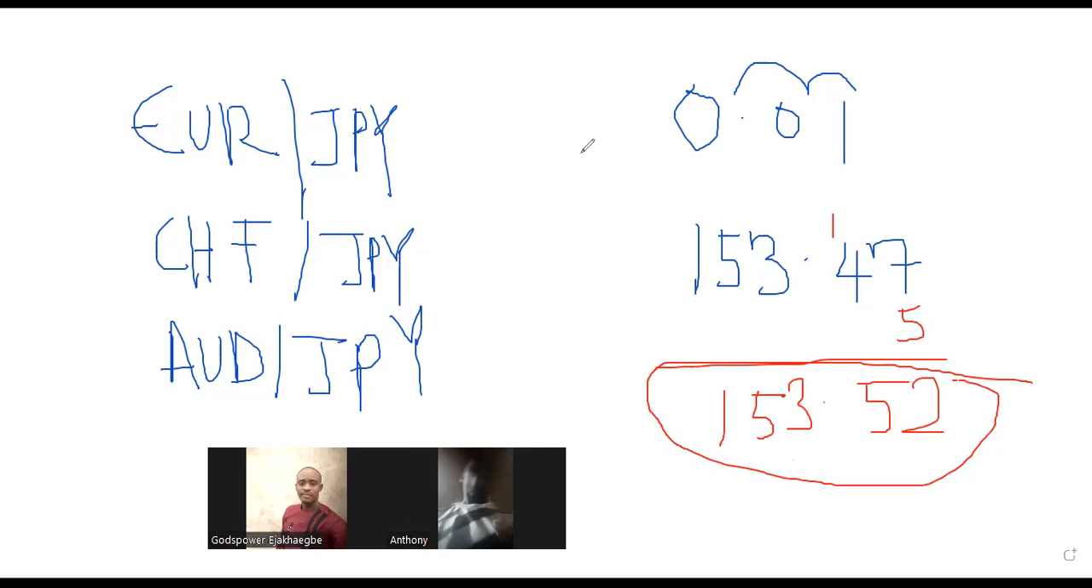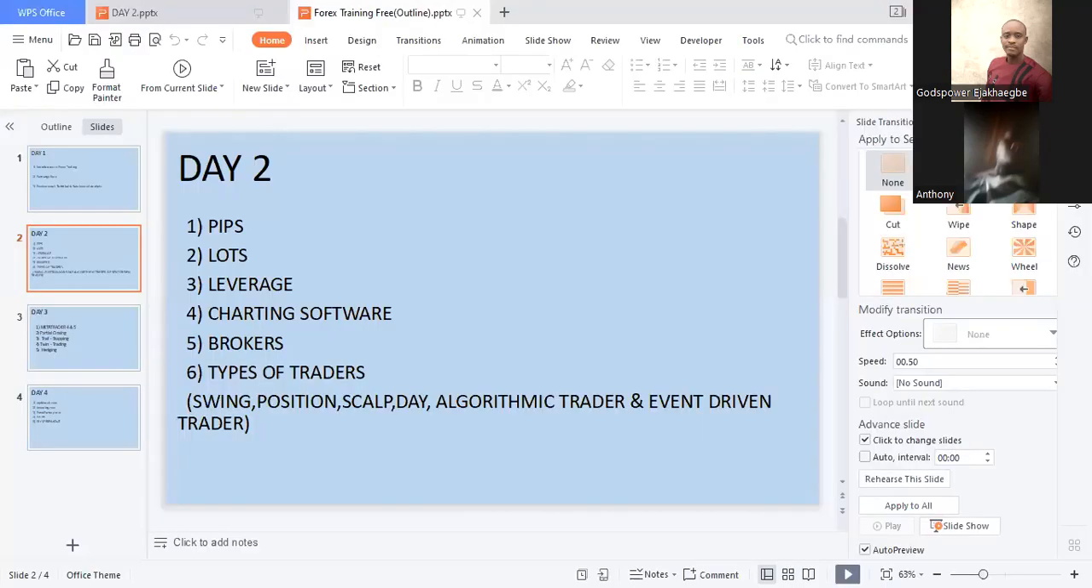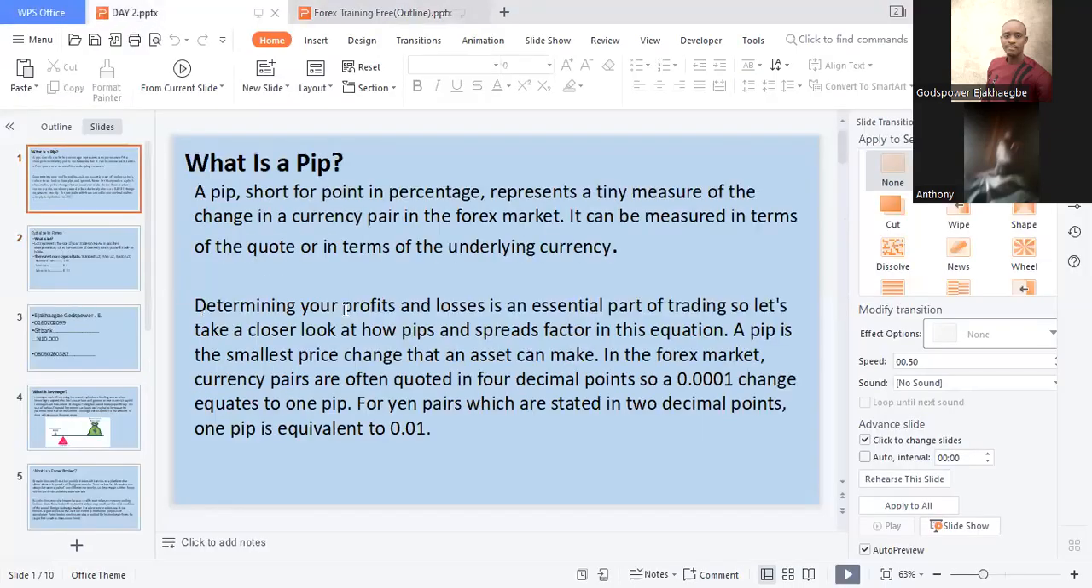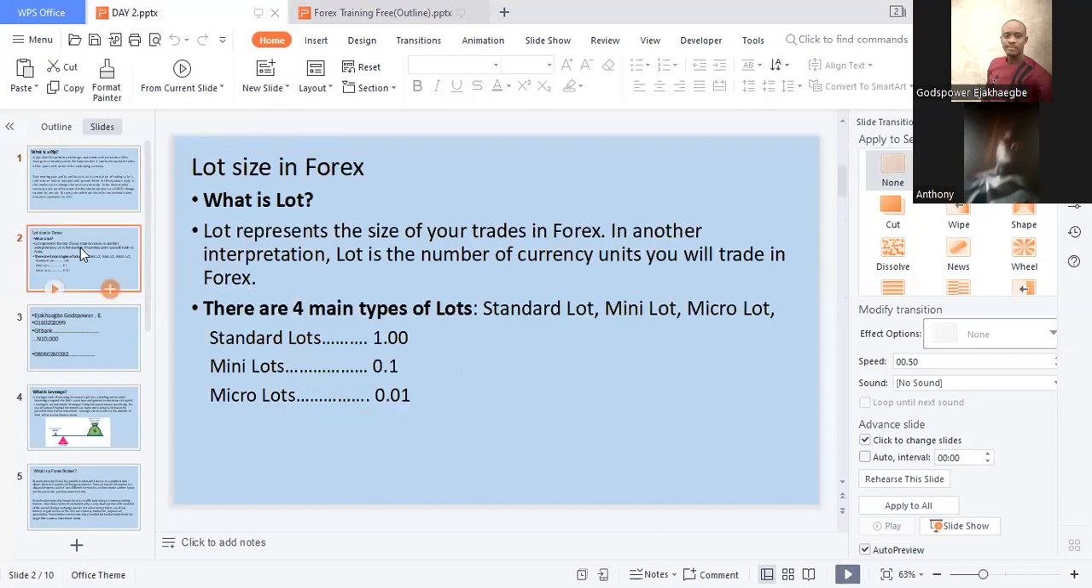The next one I would like to talk about is leverage. That's the scheme of work. You'll be wondering, what exactly is leverage? Before I even go to leverage, let's go straight to lots. What are lots? Lots represent the size of your trade in the forex market.